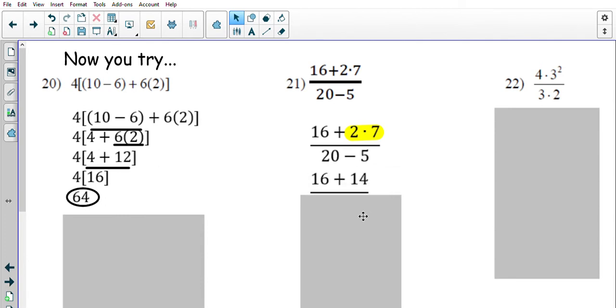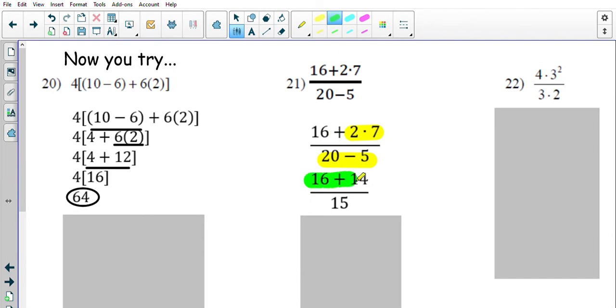So I'd write this as 16 plus 14 on the top. And then I did do 20 minus 5 as well in that same step, so I'll highlight that to get 15. And that's okay to combine more than one step. Now, let's do the 16 plus 14.